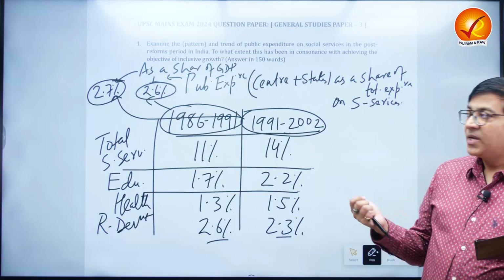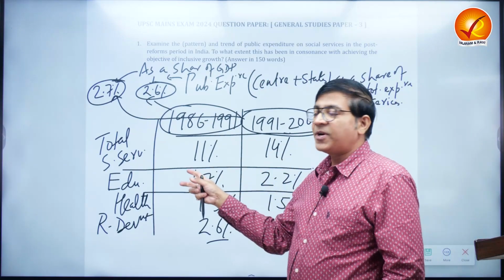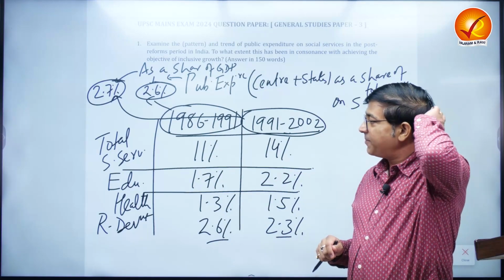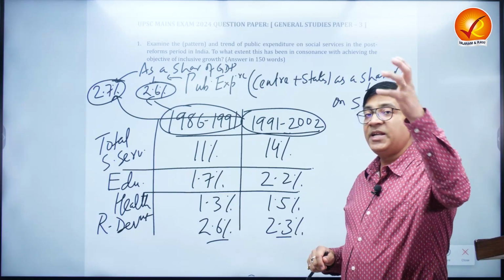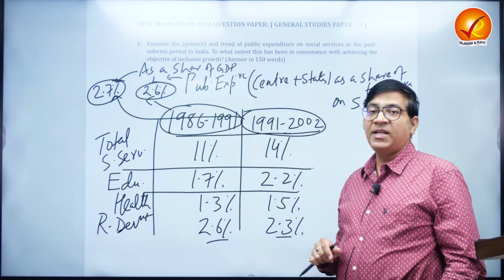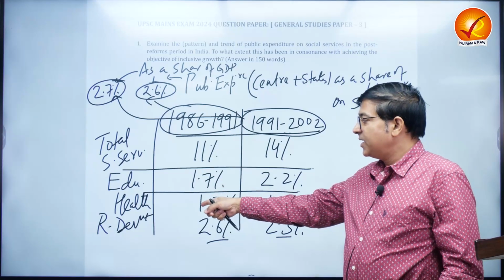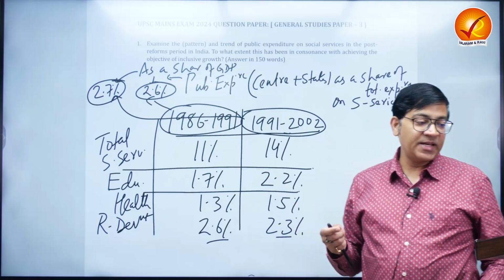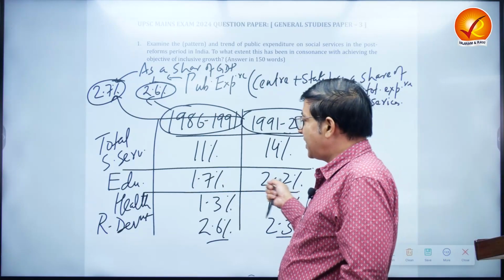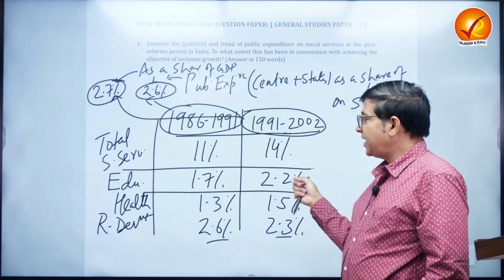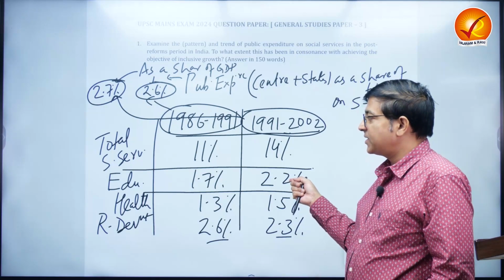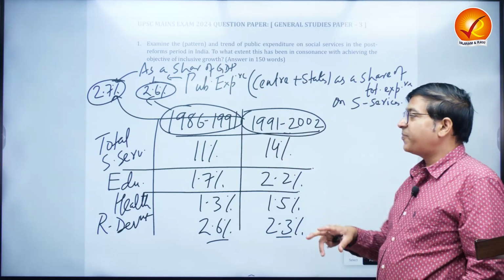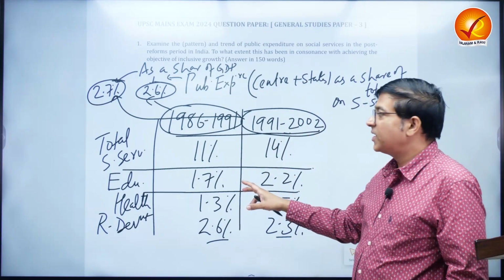One more thing, this increase mainly came from the center's expenditure. And you can quote a number of examples over here. For example, the midday meal scheme, which started after mid-1990s. Midday meal scheme was a big role player in health-related expenditure. You can quote the World Bank initiative on primary education, again in mid-1990s, which encouraged the educational expenditure, etc. So these examples can be quoted why the center's expenditure is mainly responsible.